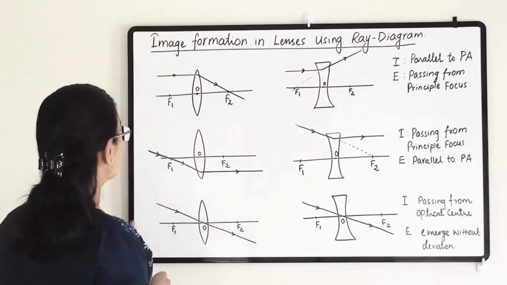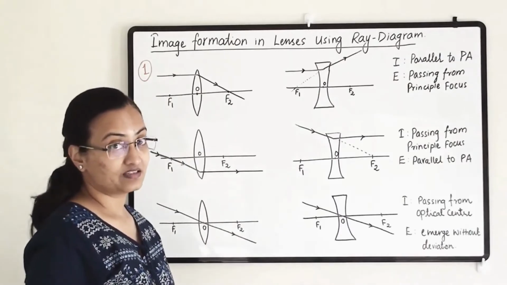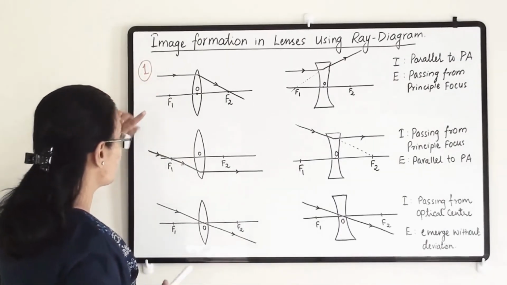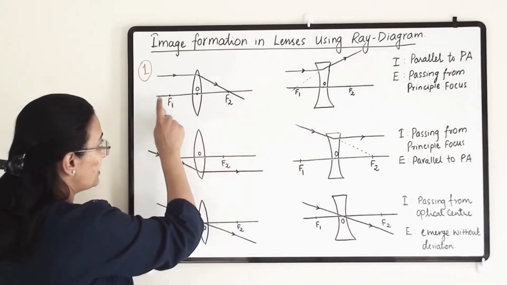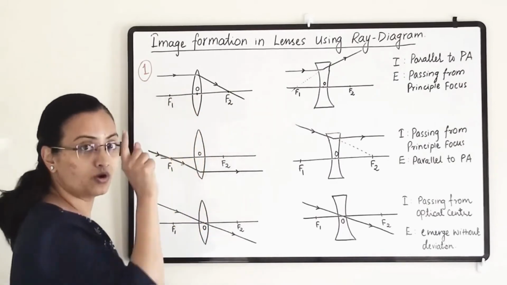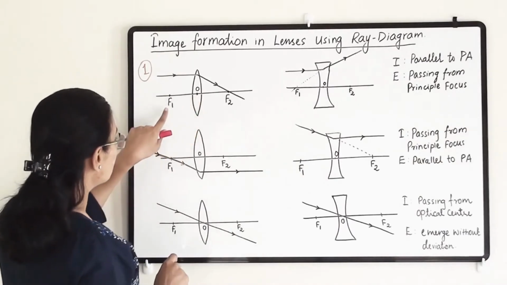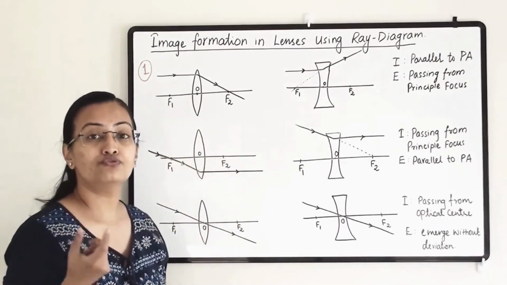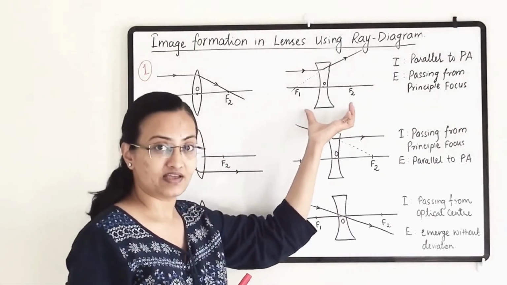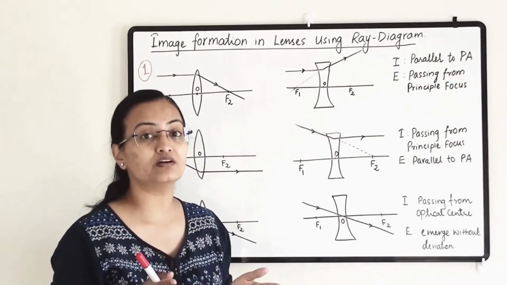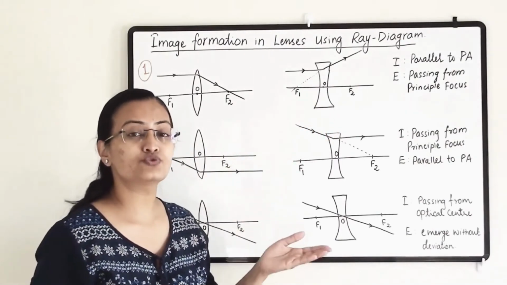The first case is when the parallel ray is falling on the lens, parallel to the principal axis. This is the principal axis, which passes through the optical center of the lens. It is a straight line. This is the optical center, the midpoint of the lens. F1 and F2 are the two foci of the lens, because these are a double convex lens and a double concave lens, and both surfaces give refraction. That's why they have two foci and two centers of curvature.